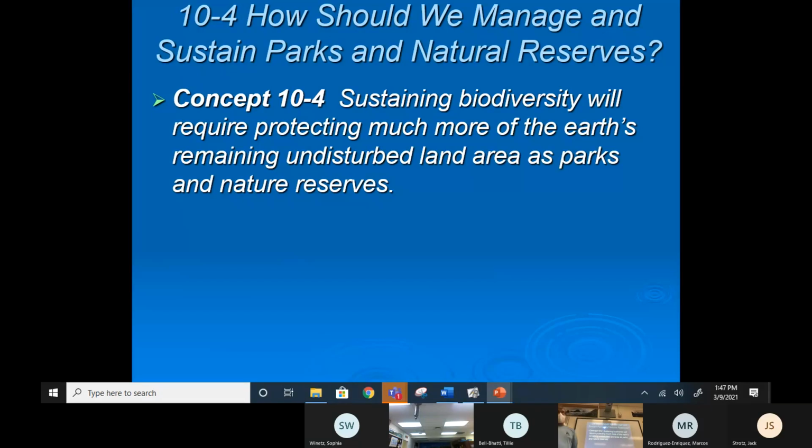Okay, next topic, parks and nature preserves. So one of the actions we can take to sustain biodiversity is to protect more areas as parks and nature reserves. And this is true both on land and in the water.